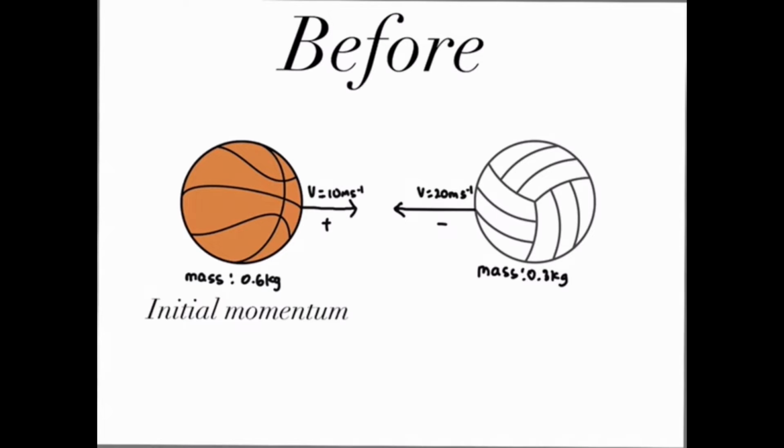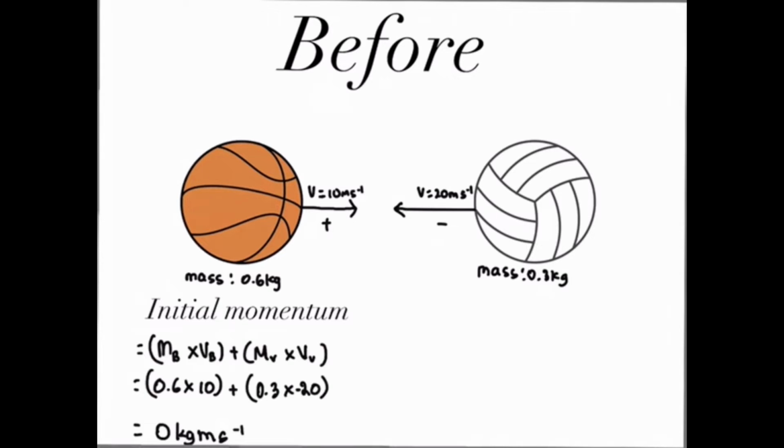So, the initial momentum, how do we calculate it? We calculate it by the mass of the basketball times the speed of the basketball plus the mass of the volleyball times the speed of the volleyball. And there we can find it's 0 kg per second.